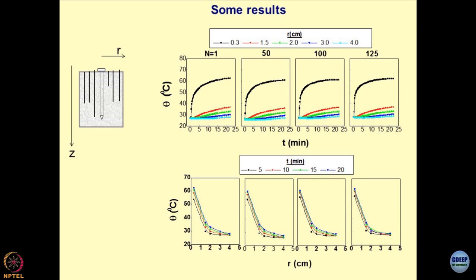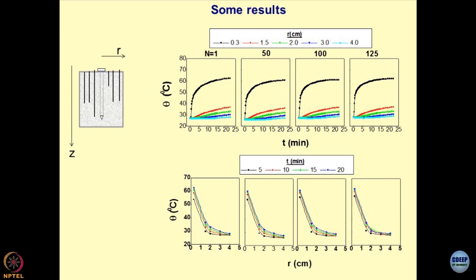Another way of plotting this would be temperature as a function of R for a given time. So, truly speaking, these are the thermal profiles. In other words, these are theta as a function of R, Z and T, and that is what we wanted. Once you know the thermal regime which has been set in the soil mass, we can do numerical modeling and we can get other parameters.